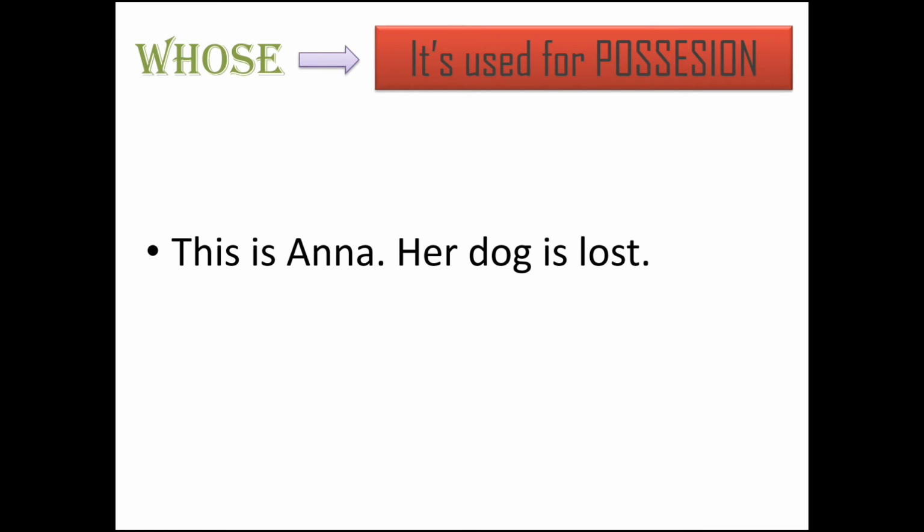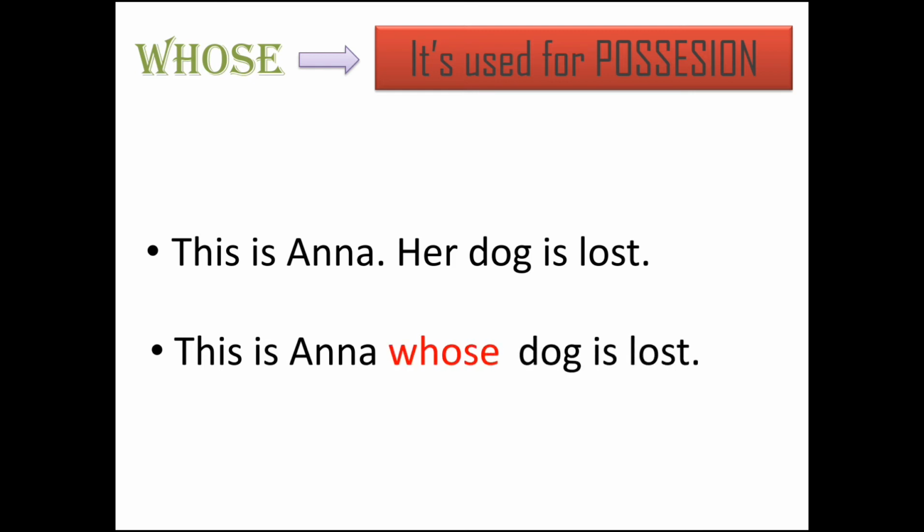As an example, this is Anna. Her dog is lost. We will try to join these two sentences. You underline the word "her", a possessive adjective. It means the dog of Anna. Let's join these two sentences using "whose". So the answer: this is Anna, whose dog is lost.